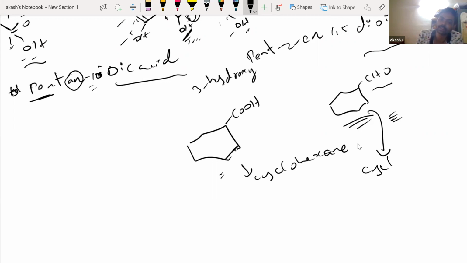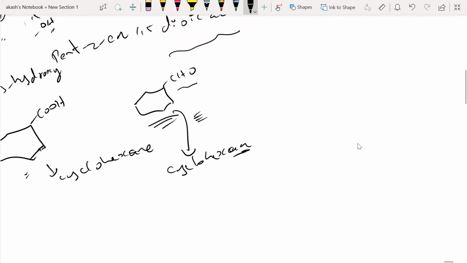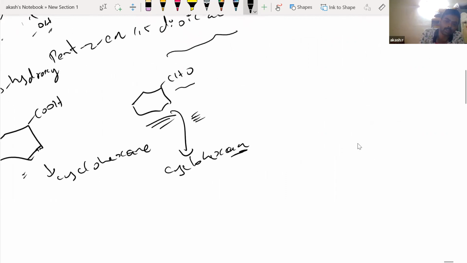So this one is going to be called cyclohexane, because again there are only single bonds, no double bonds. So cyclohexane carbaldehyde. This is how we write this. We don't write this as cyclohexanal. That is not correct. Why is it like this?